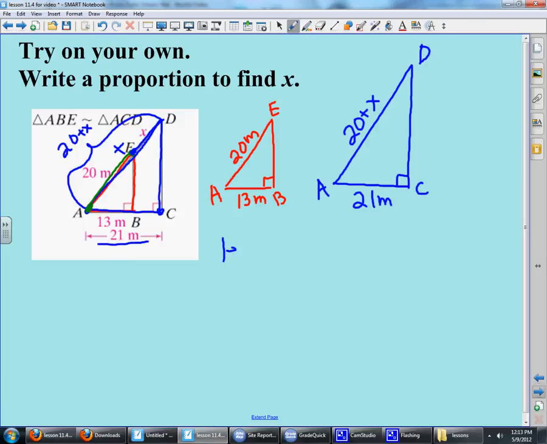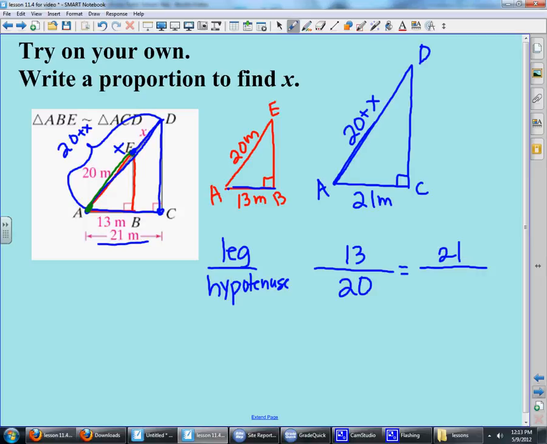So now we can set up our proportion. So we can do leg over hypotenuse again. So we'll take the leg from ABE, which is 13, over the hypotenuse, which is 20. The leg of ACD is 21, and the hypotenuse is right here. It's the line across from the right angle. That is 20 plus x.